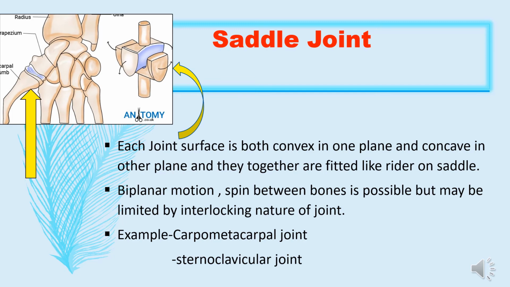If you see the example of the sternoclavicular joint, whenever elevation is happening at the clavicular end, then the clavicular end is behaving as a convex surface. And whenever there is protraction and retraction, then the clavicular end will behave like a concave surface.